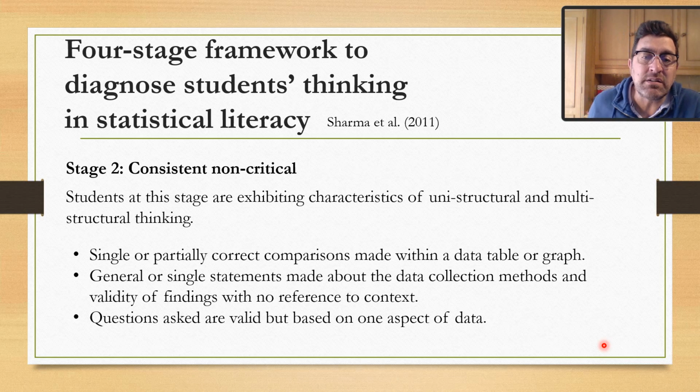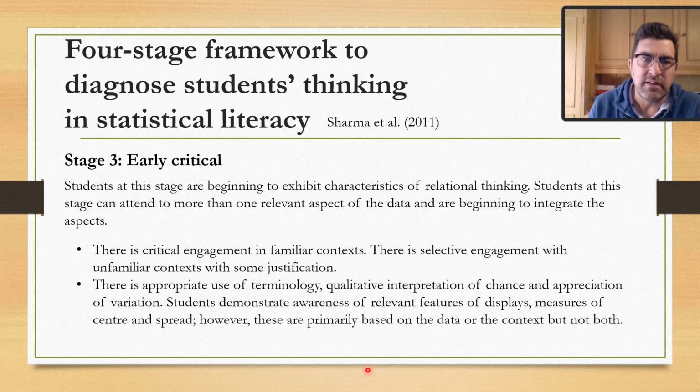General or single statements are made about the data collection methods and validity of findings with no reference to the context. The findings or the methods that are used, if they get to the correct answer, is correct because the mathematics that was done is correct. But there's no critical engagement from results back to context. No reference to the context at all. Questions asked are valid, but only based on one aspect of the data at stage 2.